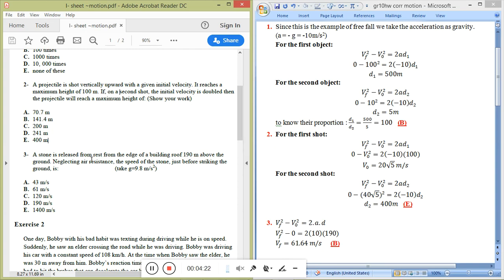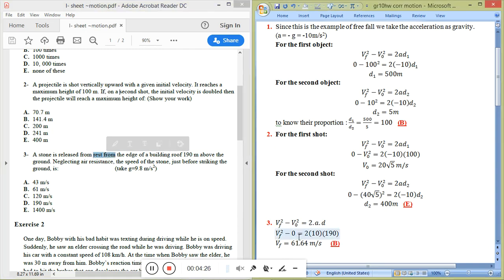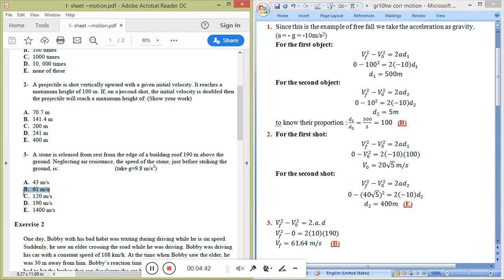The initial velocity is 0 since it's released from rest. So V0 equals 0. And the acceleration is 10 since it's falling, as I said before. When the object is falling, the acceleration is equal to gravity, which is 10. By this, we can calculate the final velocity, which is 61.64. It's closest to solution B.